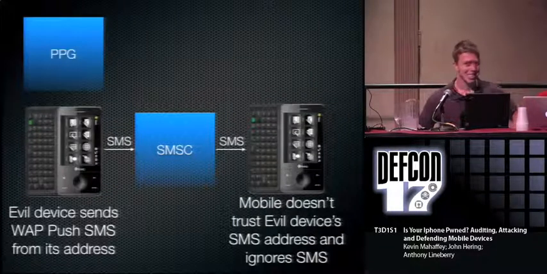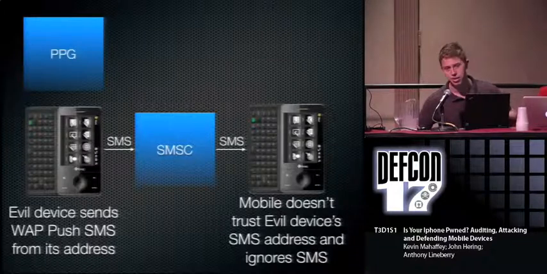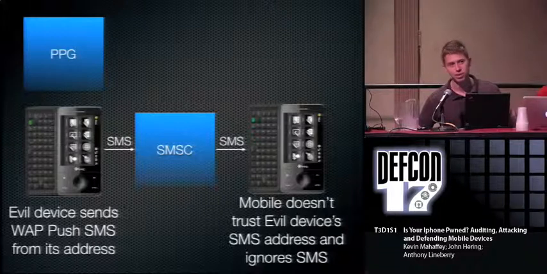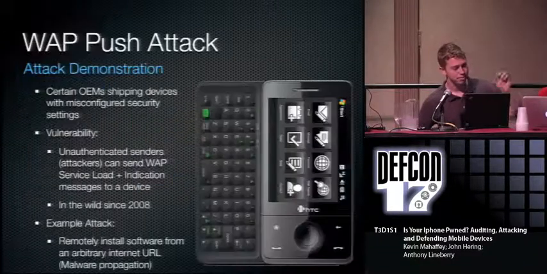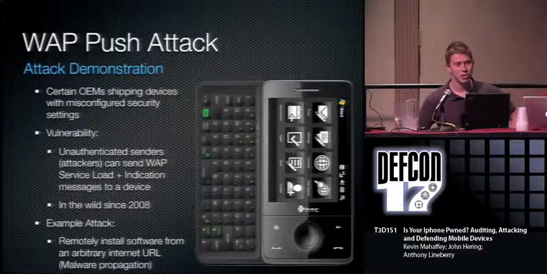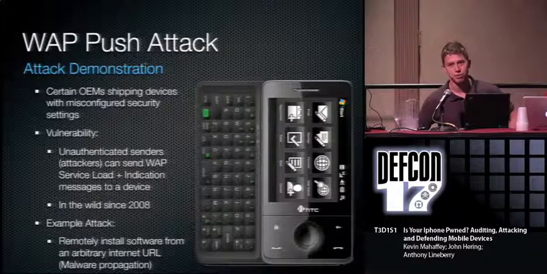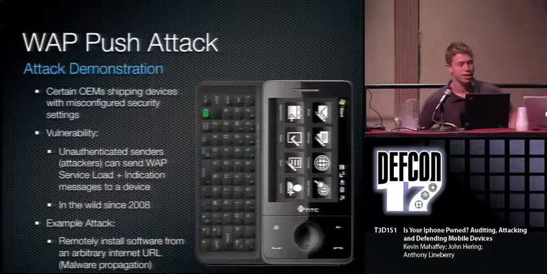Just like you can send SMSs to your friend on the same network, which route through the SMSC, you can also send WAP push messages to somebody else on the same network. The device should, of course, say, well, this is not a trusted WAP push initiator, so I'm just going to ignore this message. But certain Windows mobile devices shipped from the factory misconfigured with security policy settings that basically say, I will trust WAP push messages from any initiator.